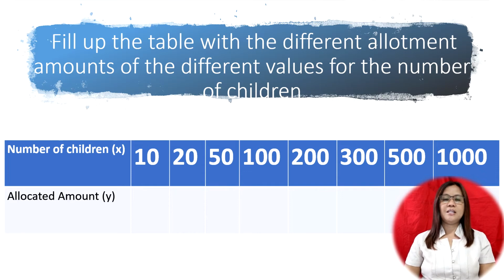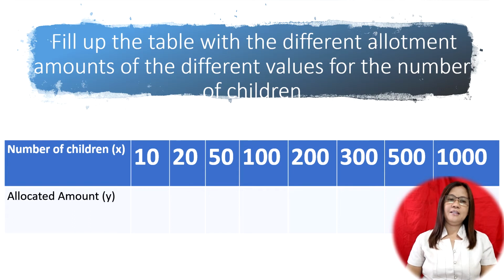It's 2,000 pesos each child. What about for 100 children in the barangay? We have 1,000 pesos. For 200, we have 500 pesos. For 300 children in the barangay, 333 pesos and 33 centavos. For 500 children in the barangay, the allotted amount for each child will be 200 pesos. For 1,000 children in the barangay, the allotted amount is 100 pesos.